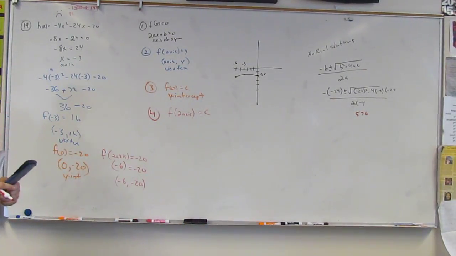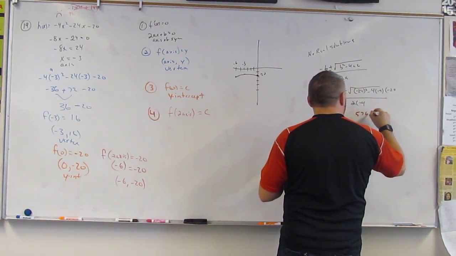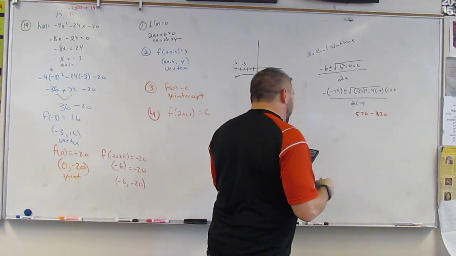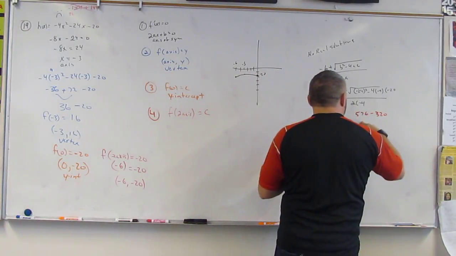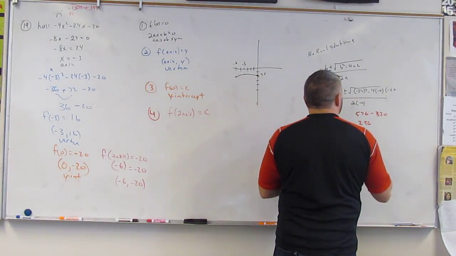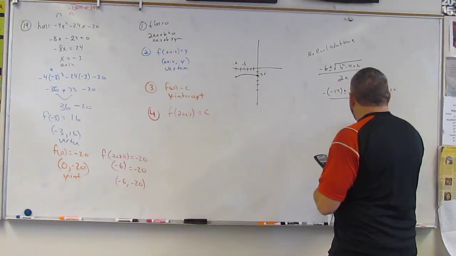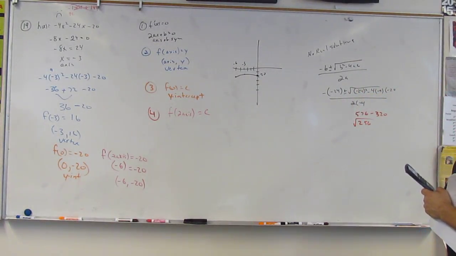Okay, so, what's 4 times 4 times 20? That'd be 16 times 20, right? Not quite. 320. And then we take that away from 576. That'd be 256? Uh-oh. So that's not good. That's a positive. That should be coming up negative, shouldn't it?